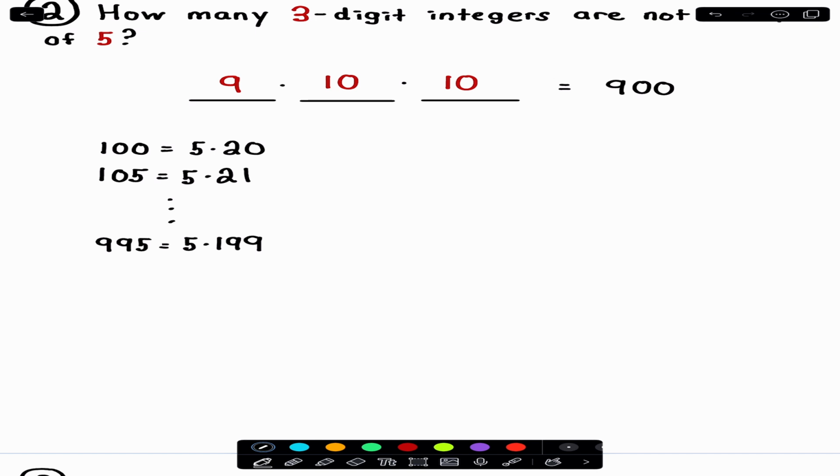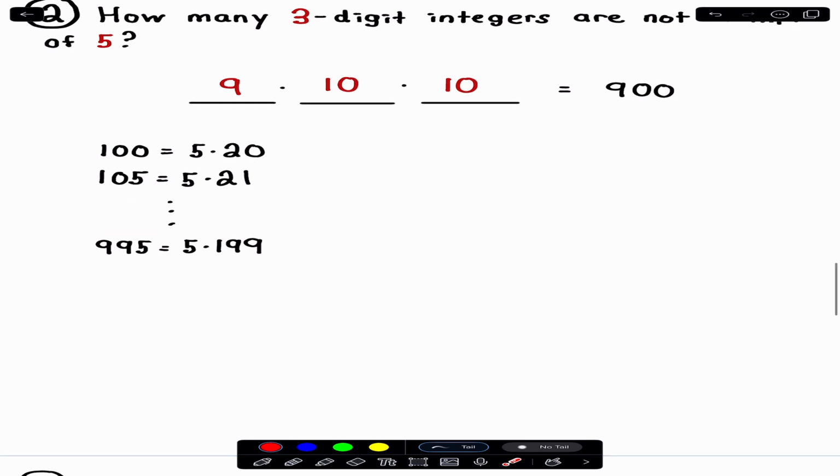So we have 100 and 995. And you can imagine everything in between. So somewhere along here we'll have the number 455, we'll have 725. So all multiples of 5 are included in between 100 and 995.